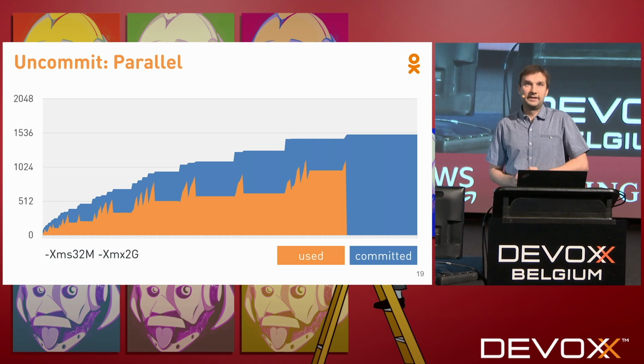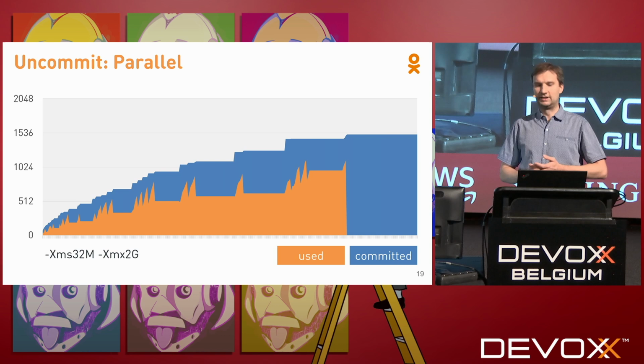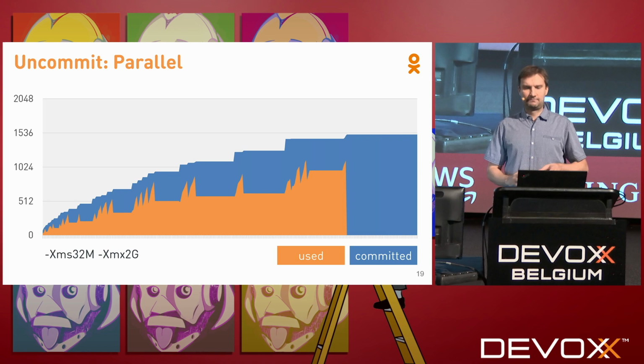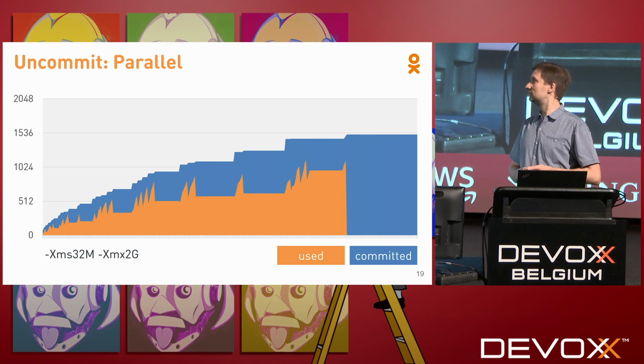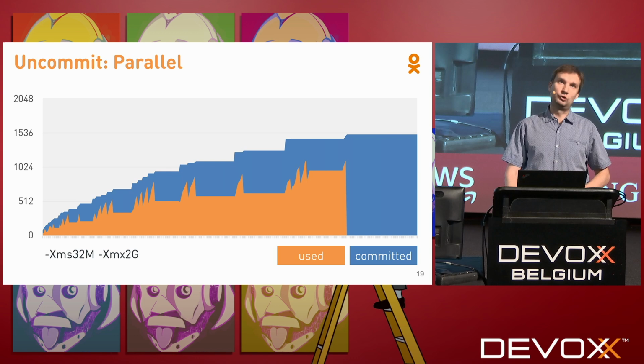Releasing memory sounds like a cool feature, so I set up another experiment measuring how good different GC algorithms are at uncommitting memory. My test used a 2 gigabyte maximum heap and 32 megabytes initial. First, the test loaded a large set of data, worked with it, and then dropped it away and performed GC. At first, Parallel GC wasn't doing any uncommit at all. It never returned memory back to the operating system.